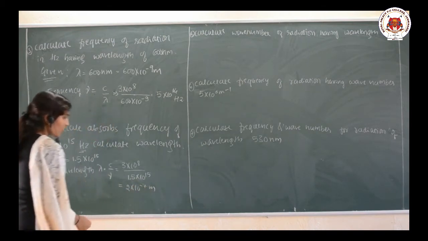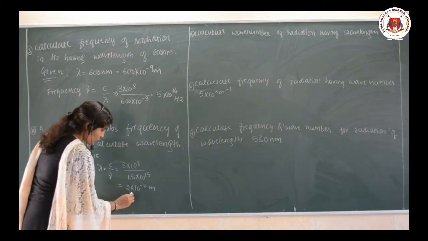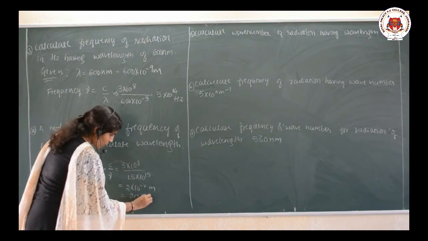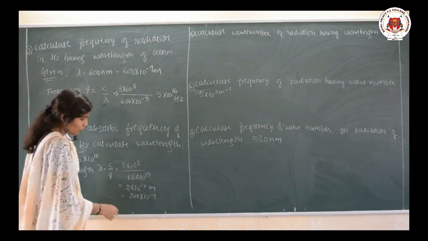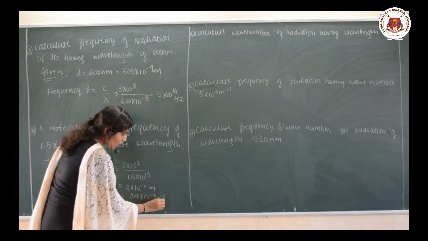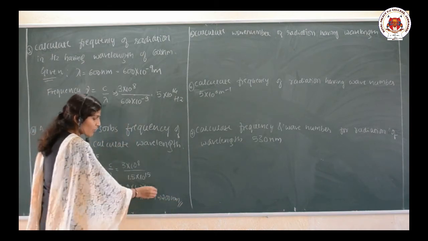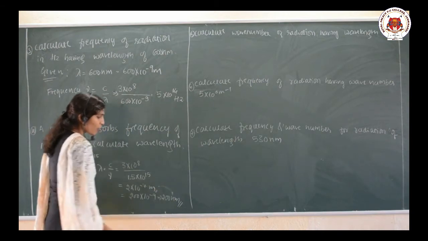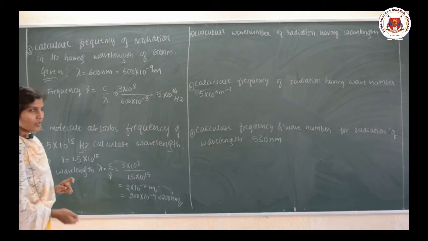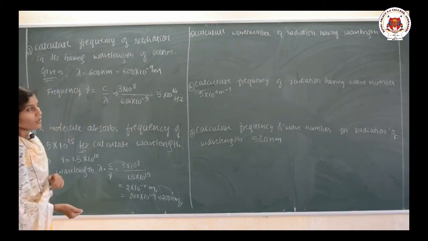meter. Okay. In order to convert this wavelength into nanometer, I will make this 200 into 10 to the power minus 9. This is nothing but 200 nanometer. Even the meter can be converted into nanometer. So, this is how we can find the wavelength when they have given the frequency, and this is how we can find the frequency when they have given the wavelength.